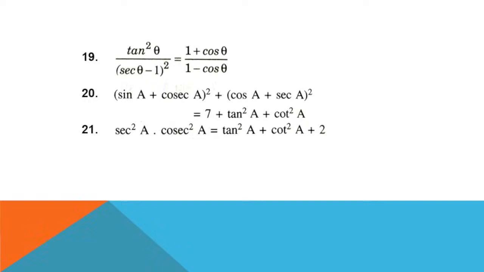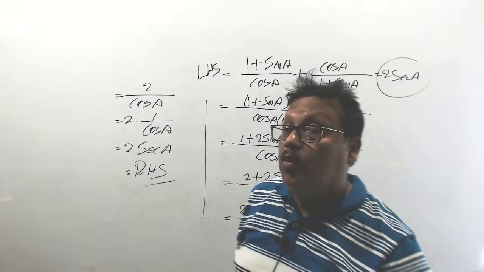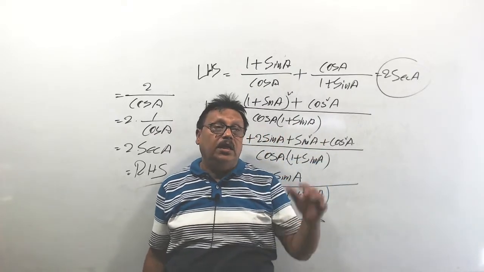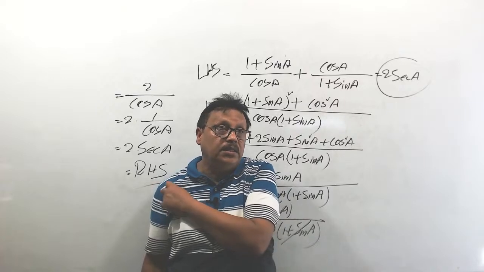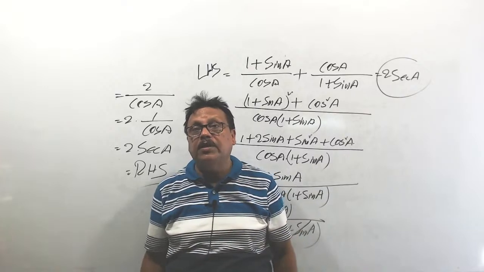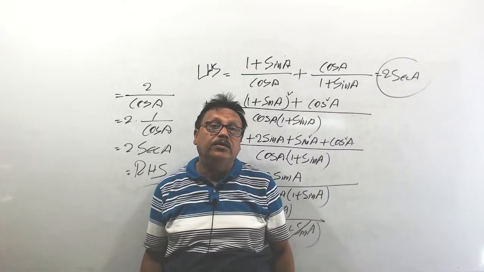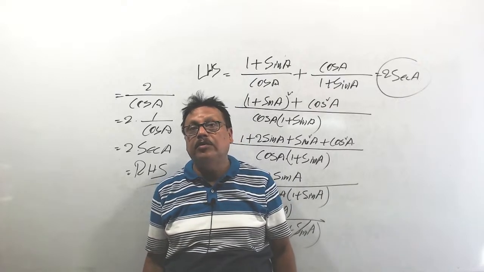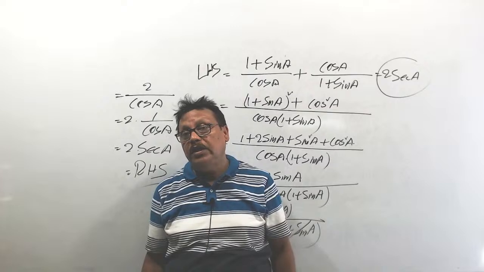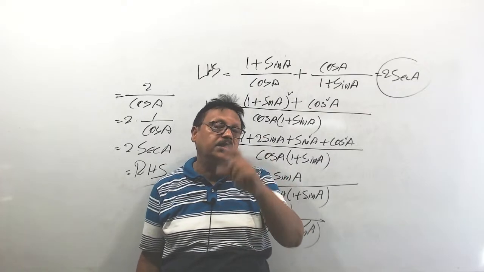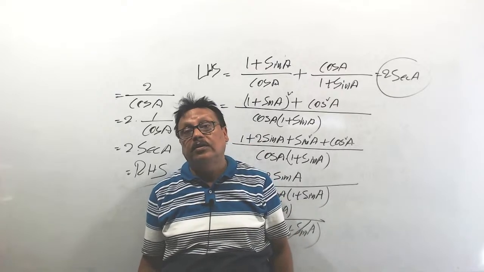More 2 classes I will take on this identity, and there is one more exercise just after the identity chapter. It is called elimination of trigonometrical ratios. Elimination of trigonometrical ratios is also important. I will try to do some important problems from that exercise also.